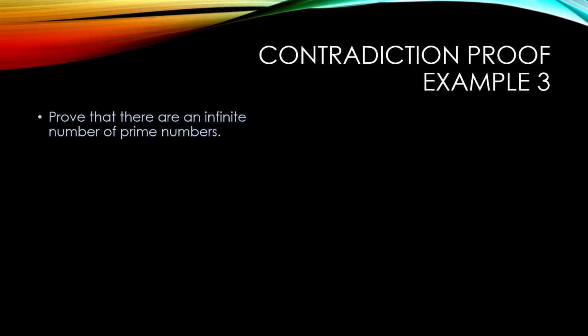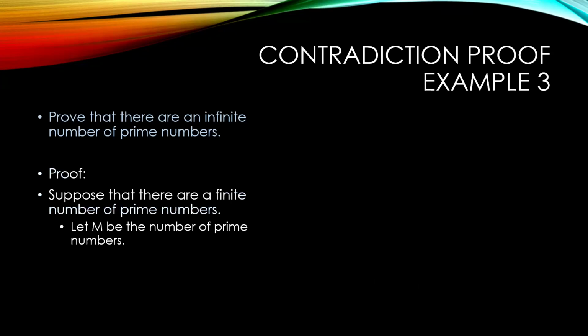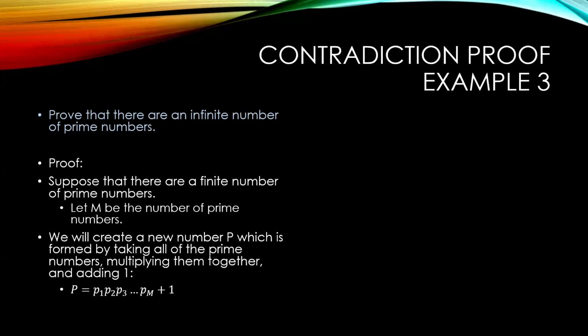One more example. Prove that there are an infinite number of prime numbers. For this one, we're going to construct a new number. And so suppose that there are a finite number of prime numbers, and let m be the number of prime numbers. We're going to create a new number p, which is formed by taking all of the prime numbers and multiplying them together and adding 1.